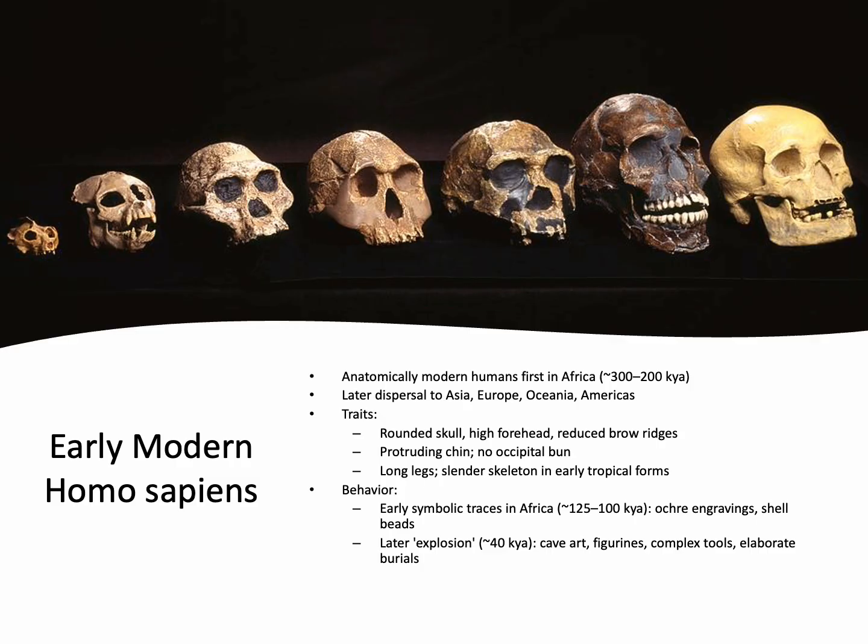Behaviorally, we see early hints of symbolic culture in Africa around 125,000 to 100,000 years ago. We found pieces of engraved ochre, shell beads, and other objects that appear to have been used for symbolic communication or maybe social signaling. These early traces suggest that the cognitive and cultural capacities associated with modern humans were emerging well before they became visually spectacular in the archaeological record.